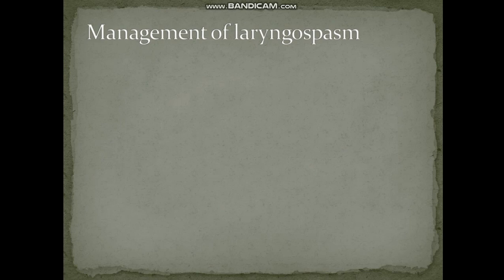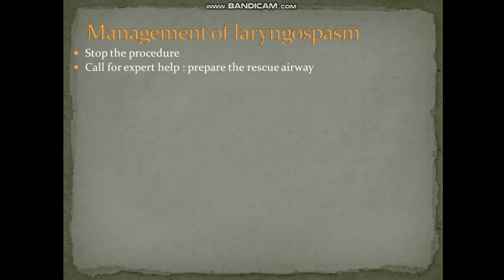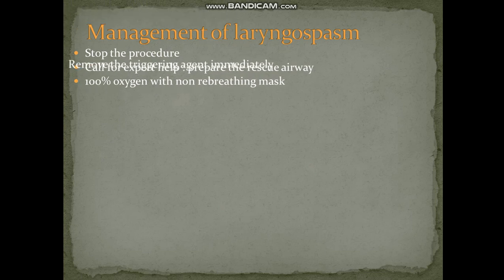Today we are going to see about the management of laryngospasm. After we diagnose that the patient has laryngospasm, the first thing to do is to let the surgeon stop the procedure, and next we have to call for expert help and prepare the rescue airway. Then we have to continue giving 100% oxygen with a non-rebreathing mask. Then we have to remove all the triggering agents immediately.